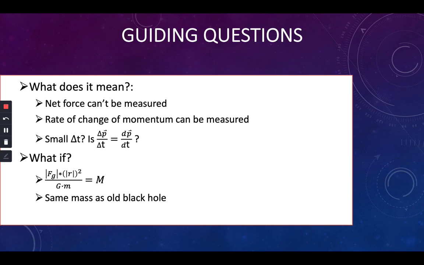To answer the "what if" question, we need to take a look back at what the mass of the black hole equals. As you can see, it's dependent on the net force and the distance between the star and the black hole. So if the orbit were to remain the same, it is safe to say that these values are the same for this black hole, and hence it has the same mass as the previous black hole.